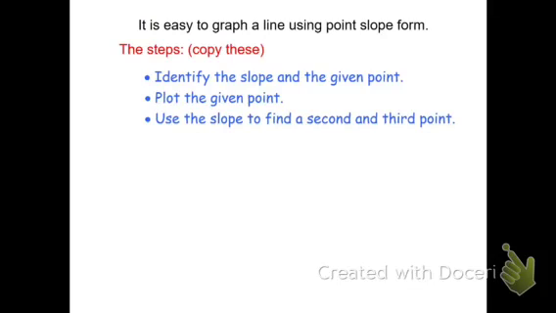So once you've found the slope and the point, plot the point, use the slope to find a second or possibly a third point, and then take your ruler and draw the line. You want to make sure you're using a ruler so you get a nice straight line. All lines should be straight.